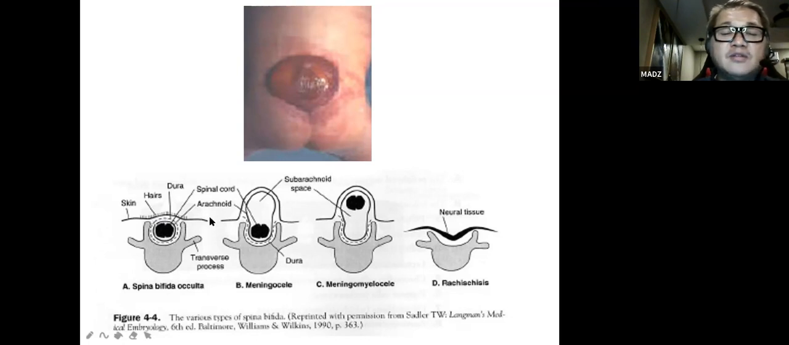Usually they have a normal neurological examination, so no weakness. Second is the meningocele. You see here that the sac only contains the meninges, so we call it meningocele. If the neural tissue goes out like the spinal cord, it's meningomyelocele. In severe forms where the tissue doesn't close at all and the tissue is exposed, you call it rachischisis.